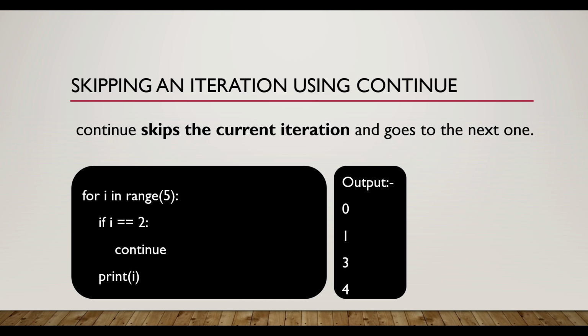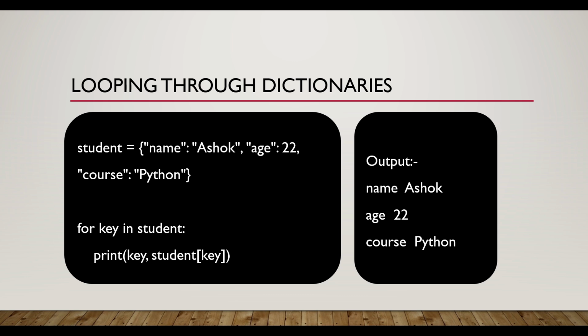Break I already told you, skipping also I already told you. Now, looping through dictionaries. See, for key in student. Suppose here the student name is Ashok, age is equal to 22, course is equal to Python. These are keys and these are values. At that time what will be printed? Here print key comma student of key.